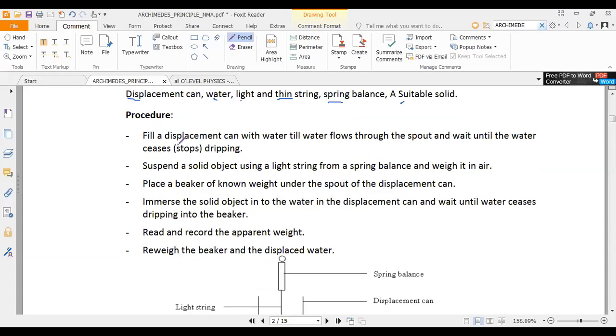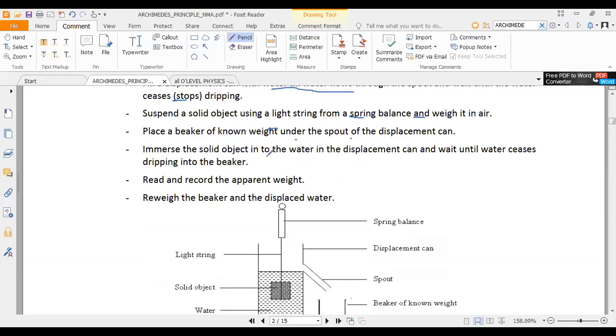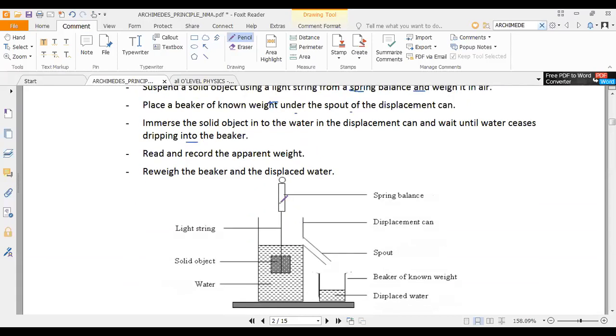So the procedures that we shall follow: we fill the displacement can with water till the water flows through the spout, and we wait until the water ceases or stops dripping. Then the solid is suspended using the light string from the spring balance, and we record down its weight in air. So we suspend it from the spring balance such that we can get the weight of the solid. Afterwards, we place the beaker of known weight under the spout of the displacement can. Then we immerse the solid in the water in the displacement can and wait until the water ceases dropping in the beaker. So that is clearly shown in this diagram.